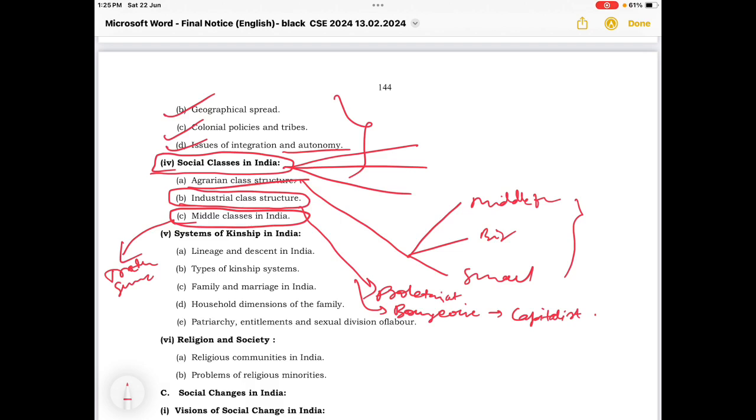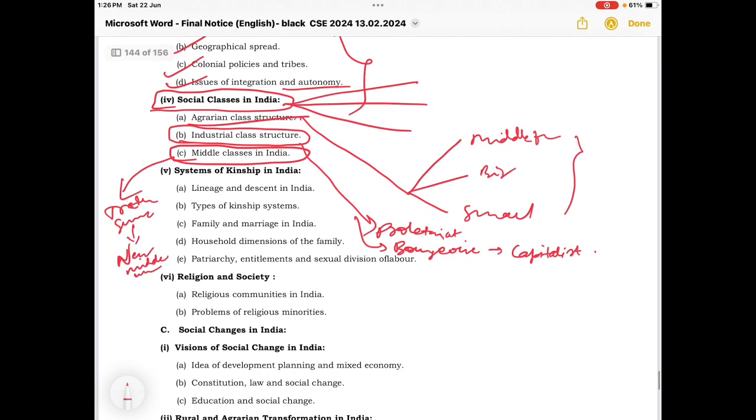And today one new term has also emerged, that is the new middle class. I will deal with this new term. In the new middle class, you are seeing technocrats today, with Industrial Revolution 4.0, AI, and machine learning. So today a different kind of class has emerged within the middle class itself. So we will see about the new middle class also. Here, on middle classes in India, we will read about industrial class structure and agrarian class structure.